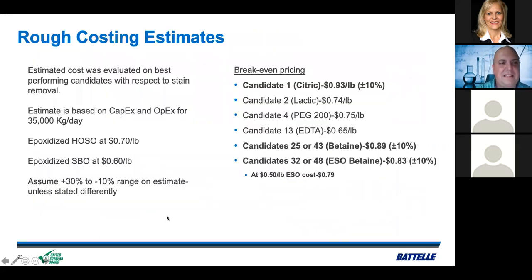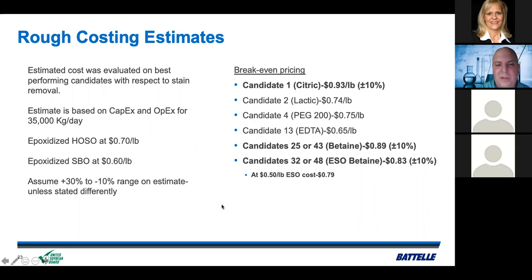Looking at rough costing estimates, we did this at 35 metric tons per day, using the input costs of epoxidized soybean oil at 70 cents a pound and epoxidized soybean oil at 60 cents a pound. And really, we had focused down on 3 main candidates. Candidate 1, the citrate, came out to about 93 cents a pound for break-even pricing. By break-even, I mean CapEx, OpEx, and materials, no profit built into that, and no taxes, obviously.